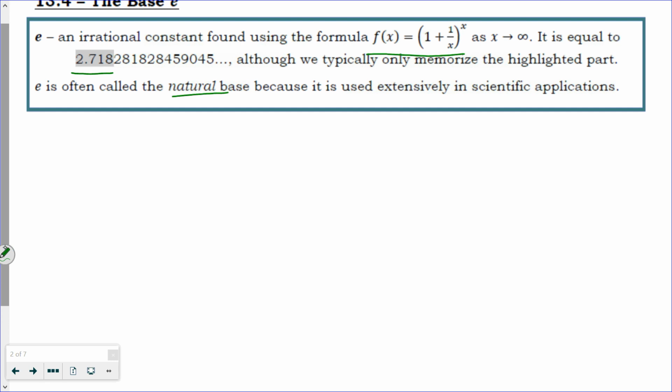E to the i pi equals negative 1. That's something the video talks about, the one I'll show you guys Friday. It's known as one of the most beautiful formulas in mathematics. A better way to say it is like this: e to the i pi plus 1 equals 0, and that's because these five are probably the most important constants in math.